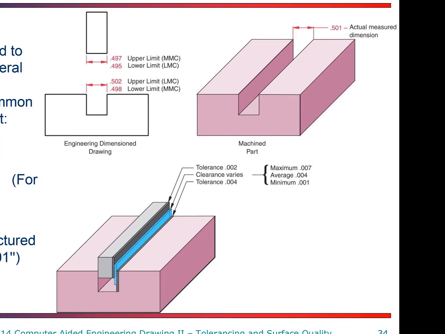At this point I would like to define 2 terms. The first one is maximum material condition and the other one is least material condition. Maximum material condition is the condition of a part when it contains the greatest amount of material.